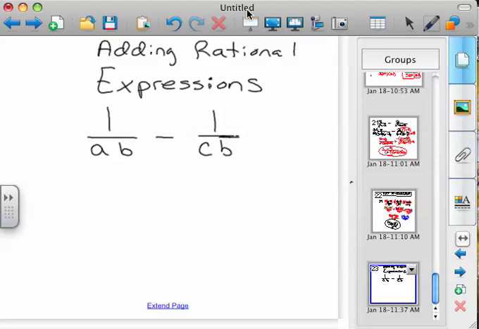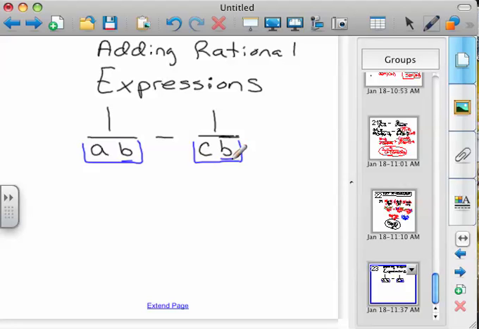And how I do that is I just look at the denominators, which are here AB and CB. So I'm going to look at those denominators and just decide what's missing on the left and what's missing on the right. Well, if you notice, they both have a B in common, right here and right here. And so we don't have to worry about that. That's already in common. Okay, but we have this A on the left and a C on the right.